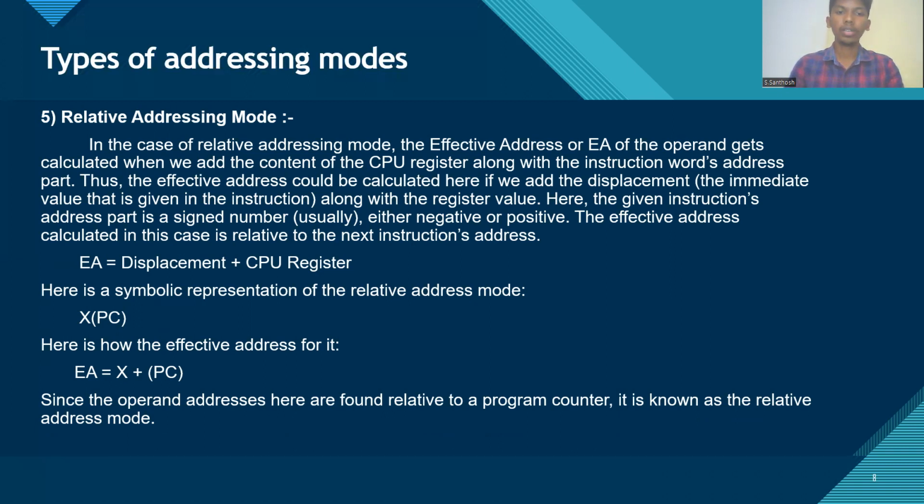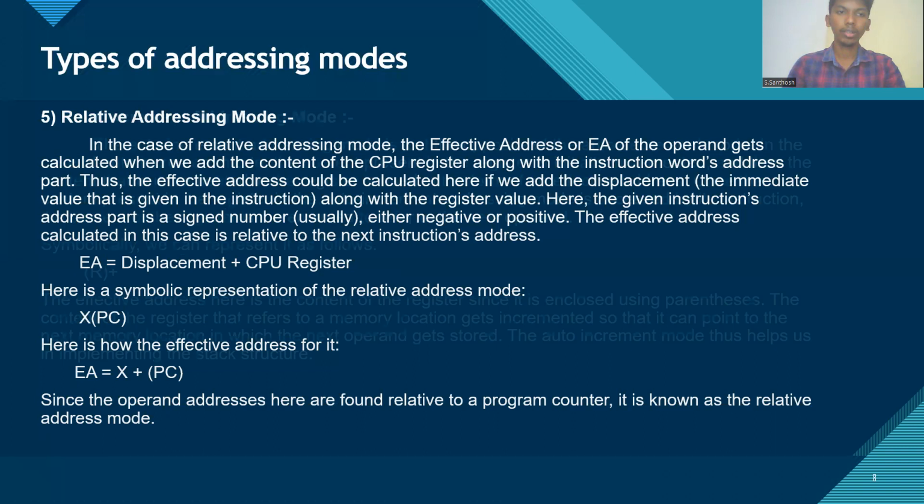Here is a symbolic representation. It is a constant or a word, and then the CPU register value, that's PC. So the effective address is EA equals X plus PC. Since the operand address here is found relative to the program counter, it is known as the relative addressing mode.